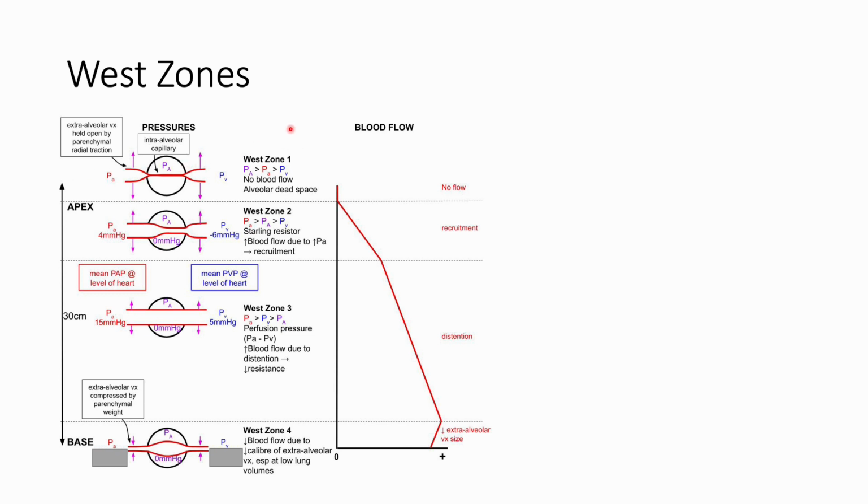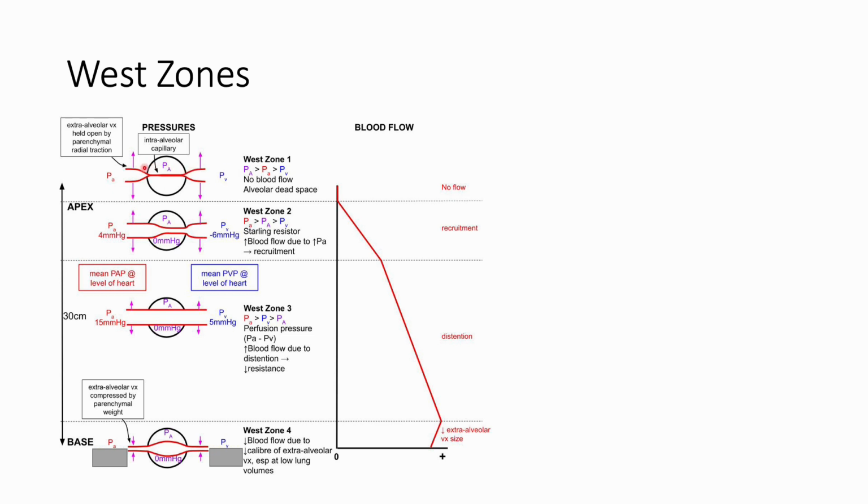What is West Zone 1? As we know, it's defined as when the alveolar pressure is greater than the arterial pressure, which is greater than the venous pressure. And when would we get West Zone 1 then? Well, anything that's going to be associated with reduced arterial pressures will cause West Zone 1. Really anything that causes shock, or alternatively anything that increases the alveolar pressure, for example, the use of high PEEP.